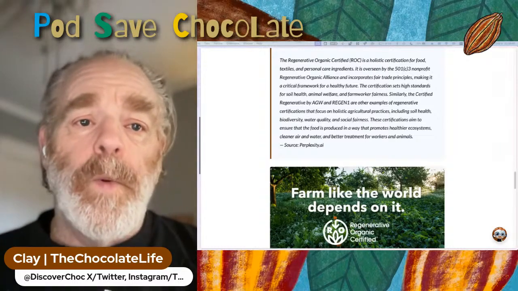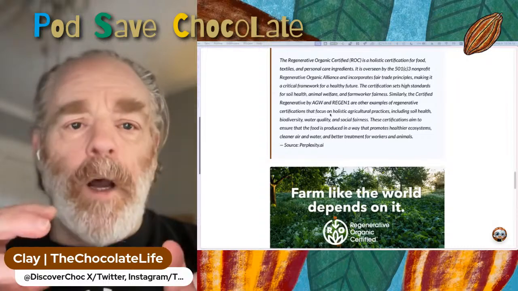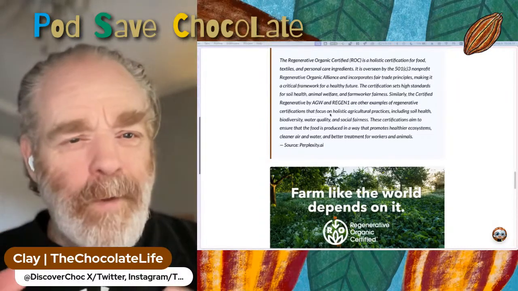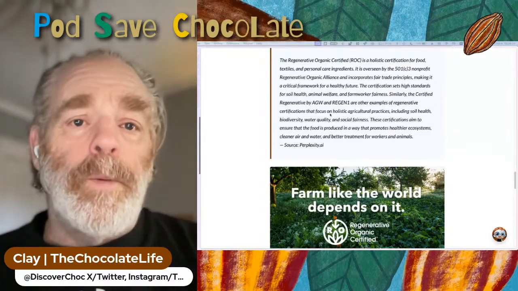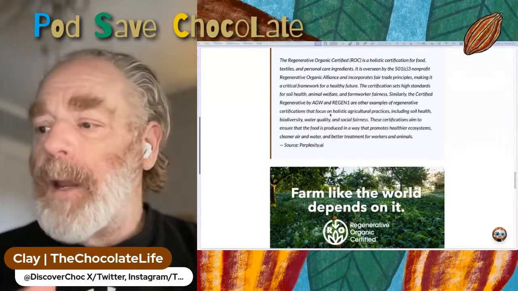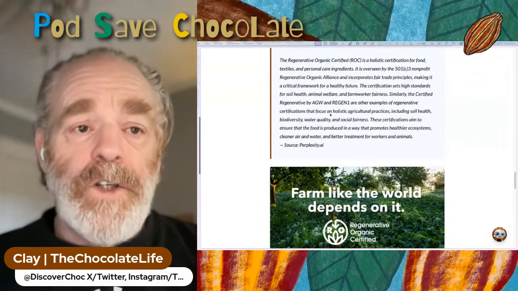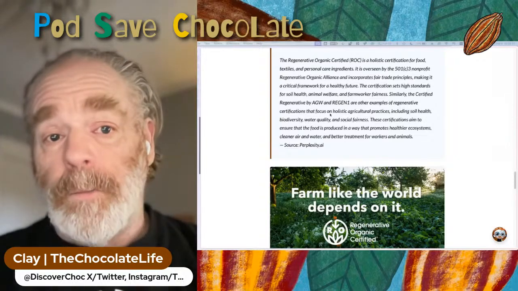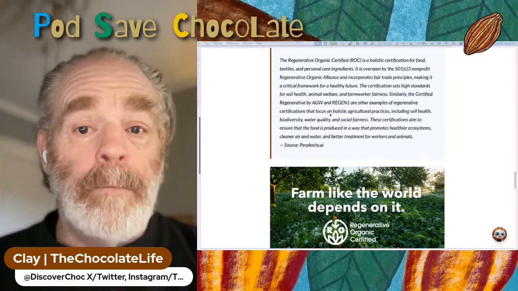But one of the challenges with regenerative agriculture certification is that it focuses on agricultural practices. And one of the potential problems with this is that the agricultural methods and processes which are appropriate for planting, maintaining, and harvesting cacao in a coastal plain might be very, very different from those required in mountainous areas.